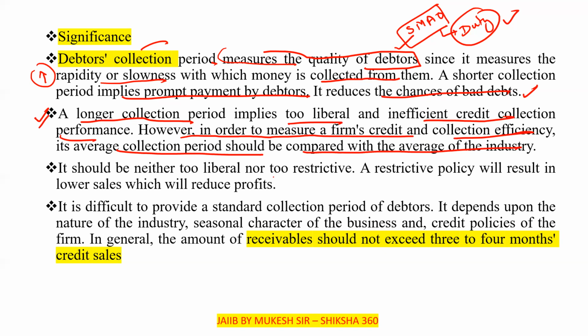It should neither be too liberal nor too restrictive. A restrictive policy will result in lower sales, which will reduce the profit. Basically, if we say that we will take all the documents every time, or sell the products only for cash, it leads to a reduction in our business. And we should not be so liberal as to allow payment after one year. So we have to follow a policy that is not too strict and not too liberal.